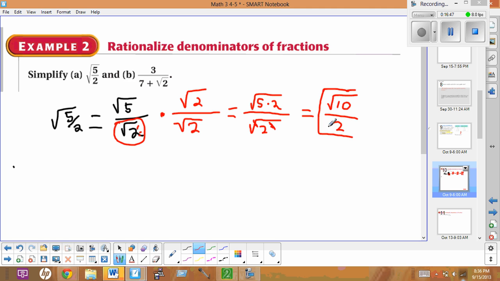Okay, so again, it's all about getting the radical out of the denominator. Again, I'm learning to use my tablet.